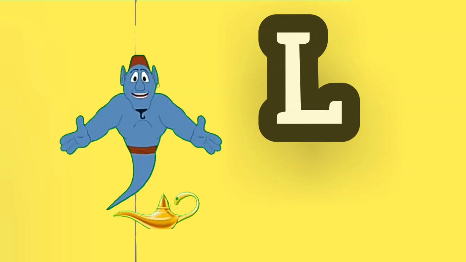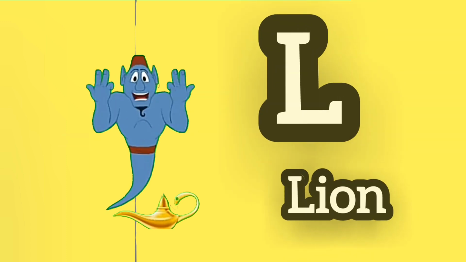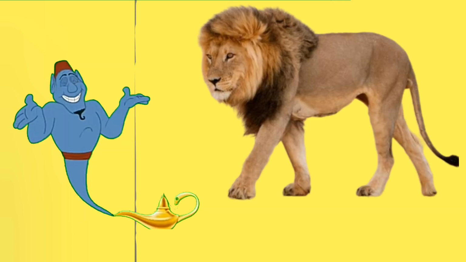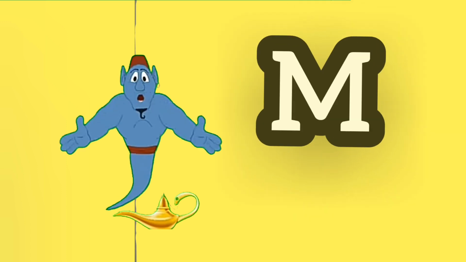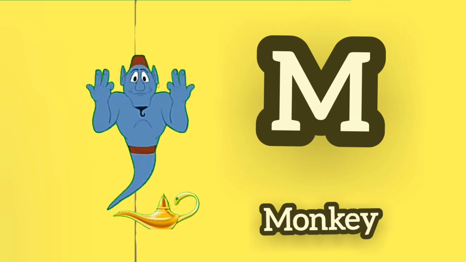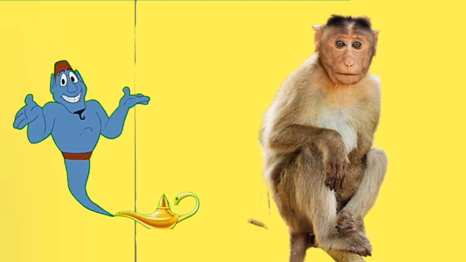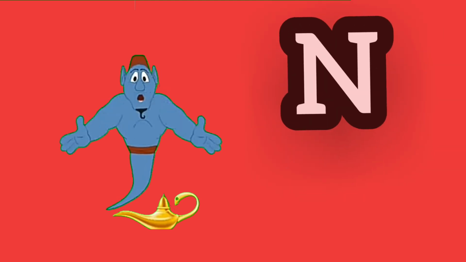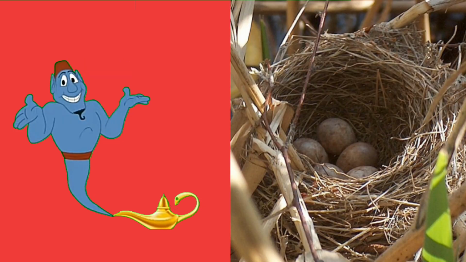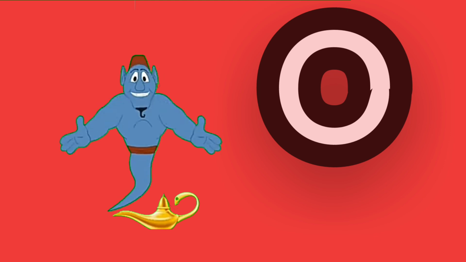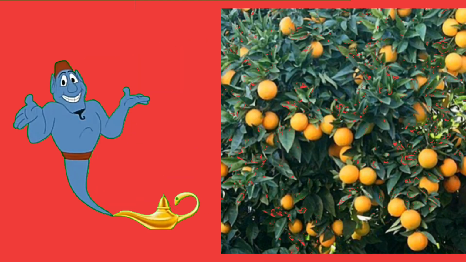Now L. L for lion. This is lion. Now M. M for monkey. This is monkey. Now N. N for nest. This is nest. Now O. O for orange. These are orange.